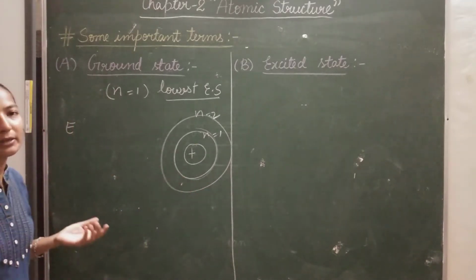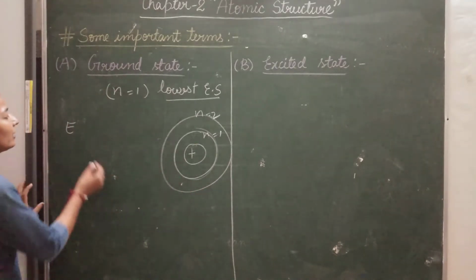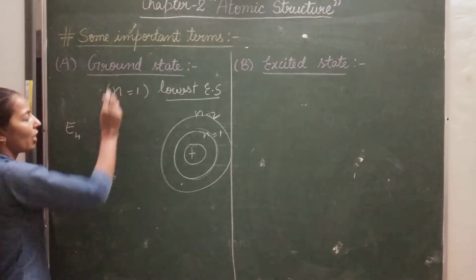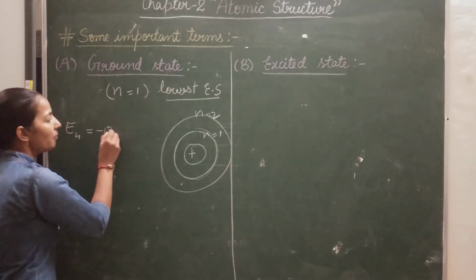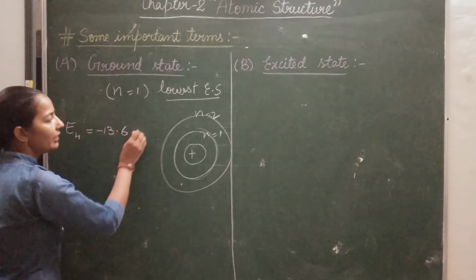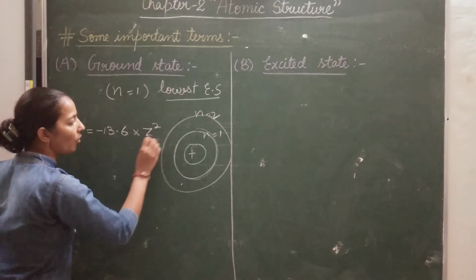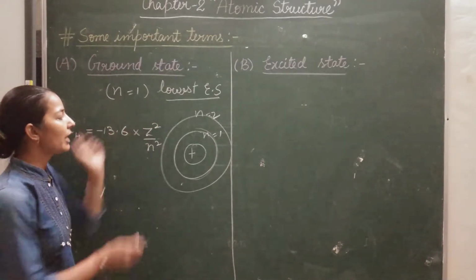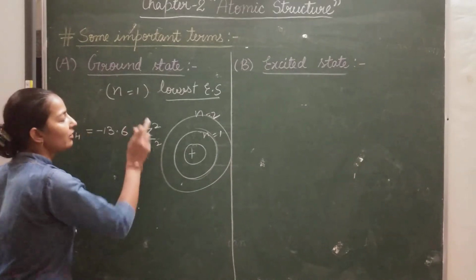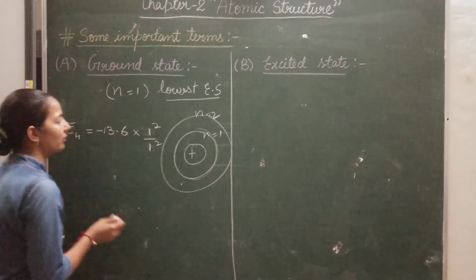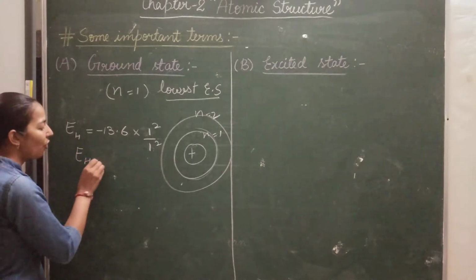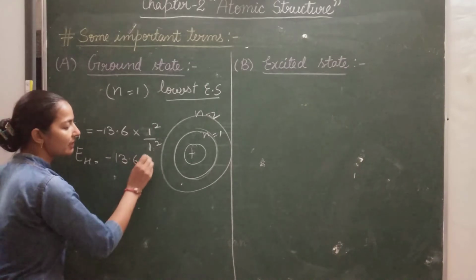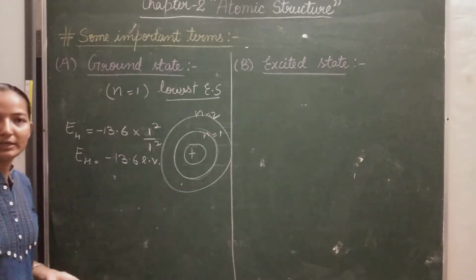For different atoms the energy will be different. Like in case of hydrogen atom, the energy for the ground state will be minus 13.6 into Z square upon n square electron volt. For hydrogen n equals 1 and the value of atomic number is also 1. So the energy of the ground state of hydrogen atom is minus 13.6 electron volt, which is very least.